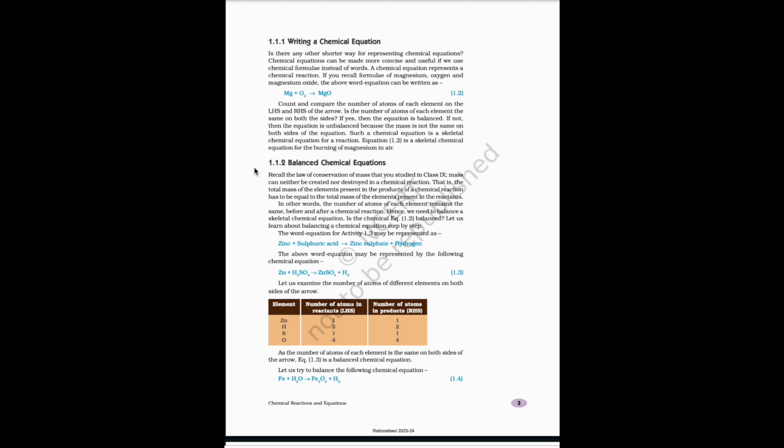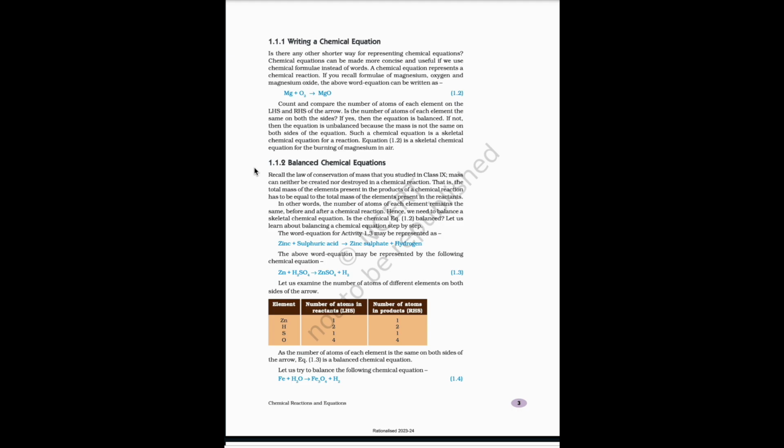1.1.2 Balanced chemical equations. Recall the law of conservation of mass that you studied in class 9. Mass can neither be created nor destroyed in a chemical reaction. That is, the total mass of the elements present in the products of a chemical reaction has to be equal to the total mass of the elements present in the reactants. In other words, the number of atoms of each element remains the same before and after a chemical reaction. Hence, we need to balance a skeletal chemical equation.